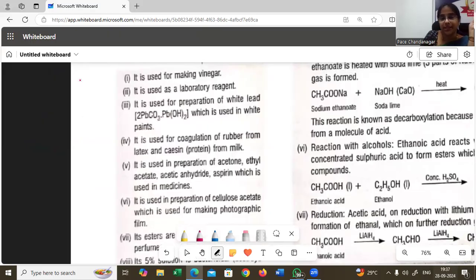Then you have uses for making vinegar, and laboratory reagents, used in a lot of compounds, a lot of reagents.